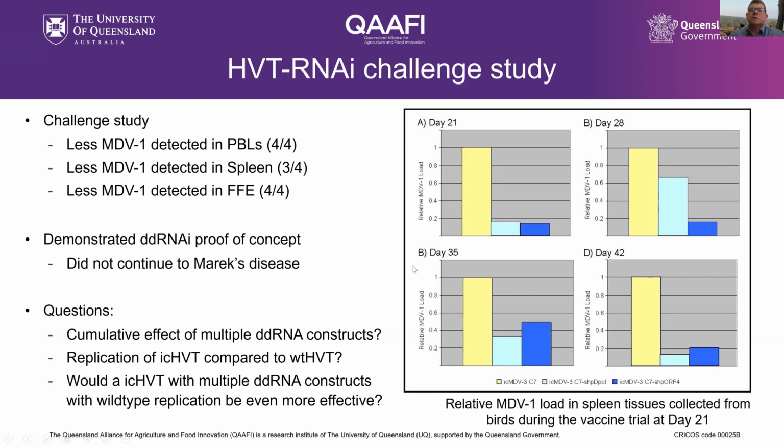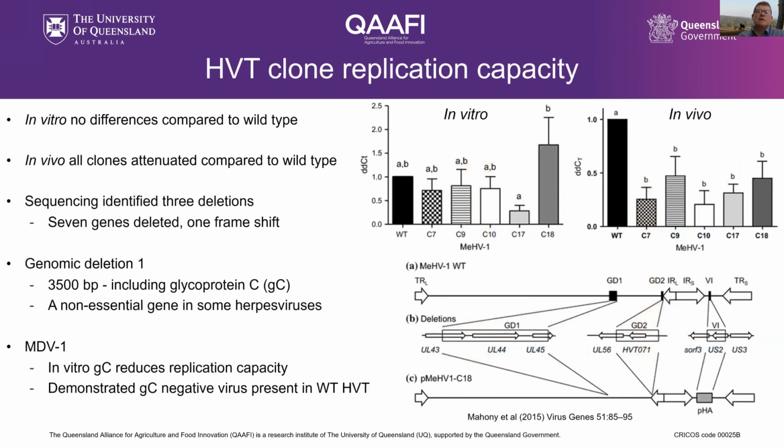Our other part of interest was whether we were able to restore our wild type replication phenotype. In the analysis of our HVT clones, we discovered some interesting things. As I said before, when we looked at them in vitro, there was no difference between our clones and the wild type, except for one of them, which was severely attenuated. But then when we did the chicken vaccination experiment, we saw very clear, significant differences between the in vivo replication capacity of our clones compared to our wild type.